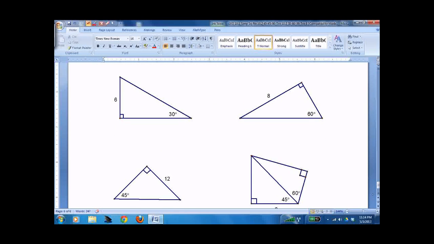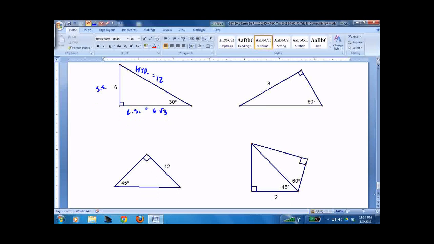Here are 4 problems to try. I'll do them in a moment. You may want to pause the recording. Short side, long side, hypotenuse, 12, 6 root 3. I'm going to jump down one. 45-45-90, 2, 2 root 2. Half of that gets me to the short side. Long side is root 2 times root 3 is root 6.